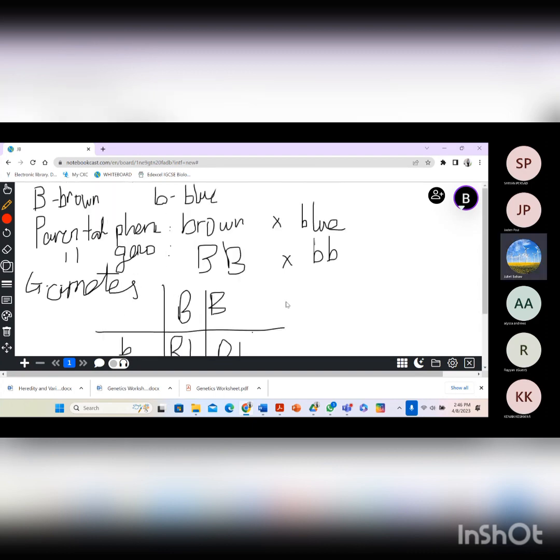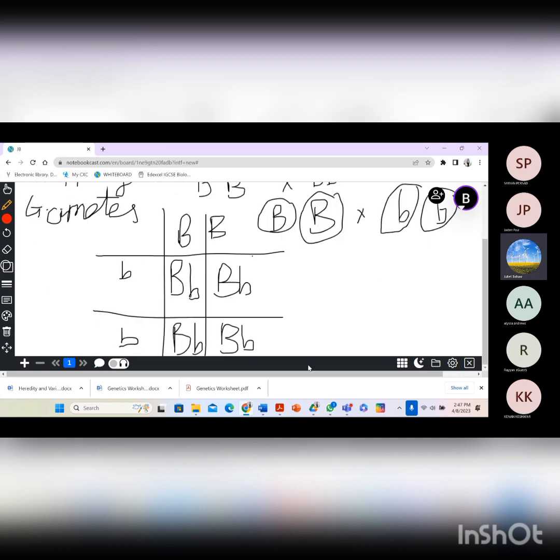Oh, if you are putting gametes, make sure and circle the individual allele. So you're circling each allele. Right, so you put a circle around the B, then the next one, and then here. Right, that's what you're doing.